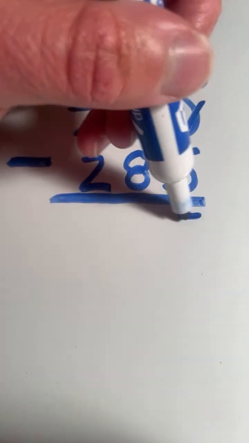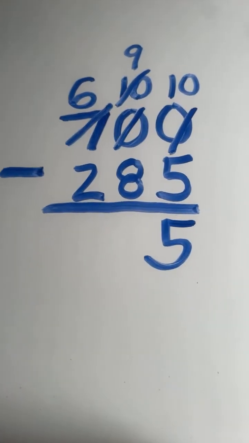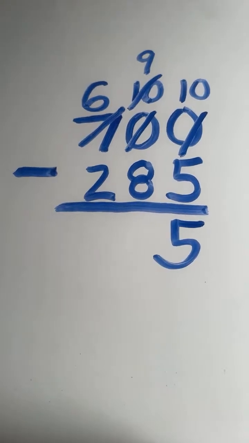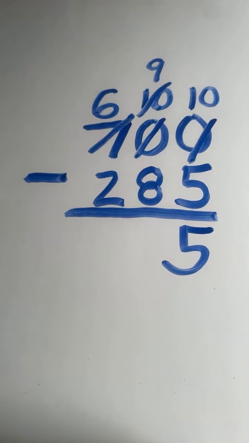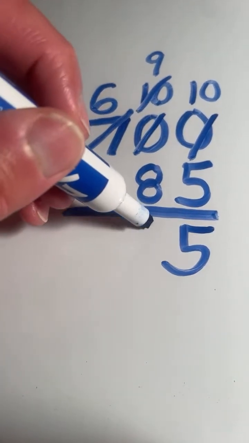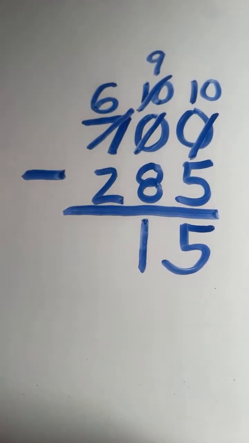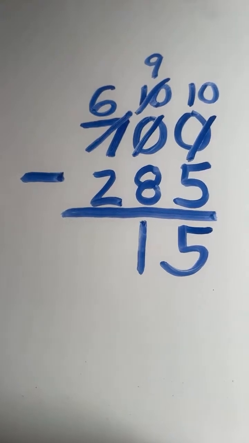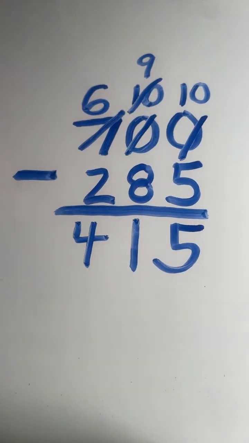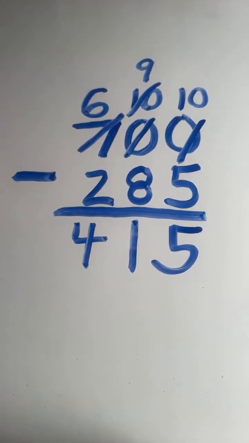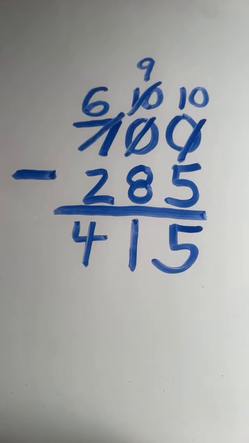10 minus 5 equals 5. 9 minus 8 equals 1. 6 minus 2 equals 4. And we have our final answer. 700 minus 285 equals 415.